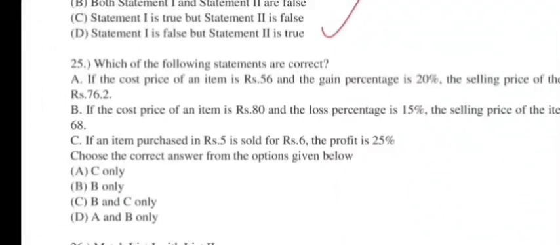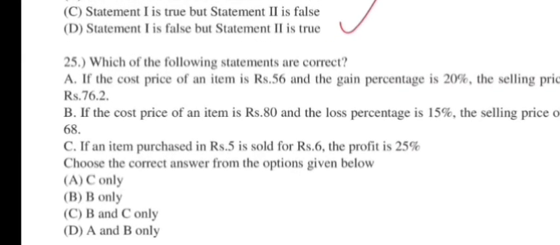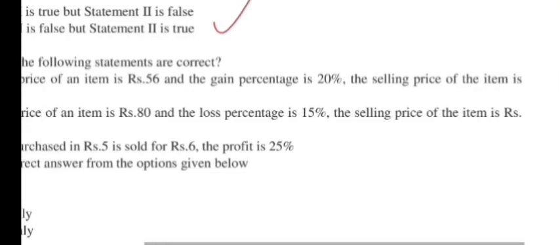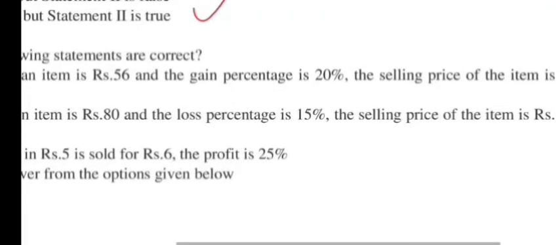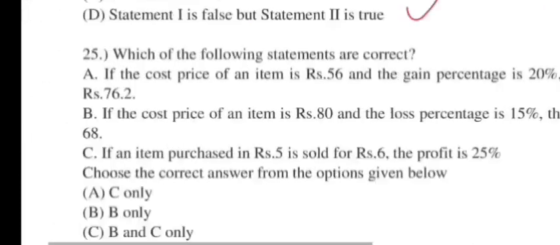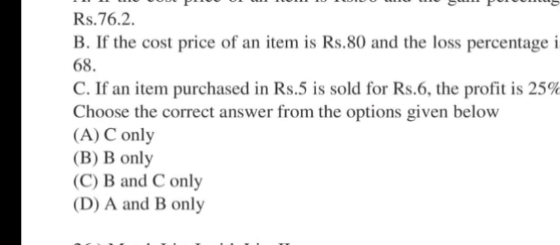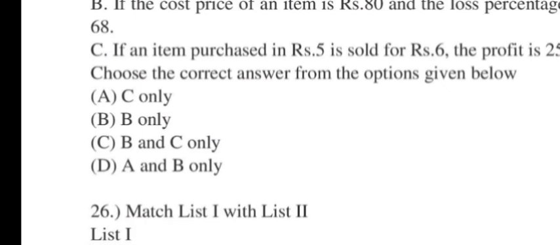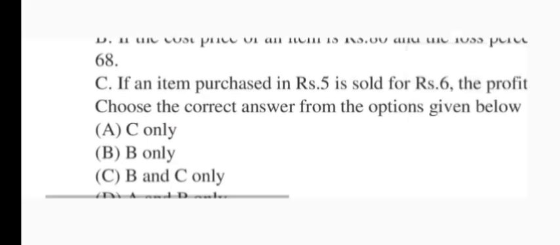25 says, which of the following statements are correct? A says, if the cost price of an item is Rs 56 and the gain percentage is 20%, the selling price of the item is 76.2. B says, if the cost price of an item is Rs 80 and the loss percentage is 15%, the selling price of the item is Rs 68. C, if an item purchased for Rs 5 is sold for Rs 6, the profit is 25. Now choose the correct answer from the options given below. C only, B only, B and C, A and B. For 25, the correct option will be B, that is B only.